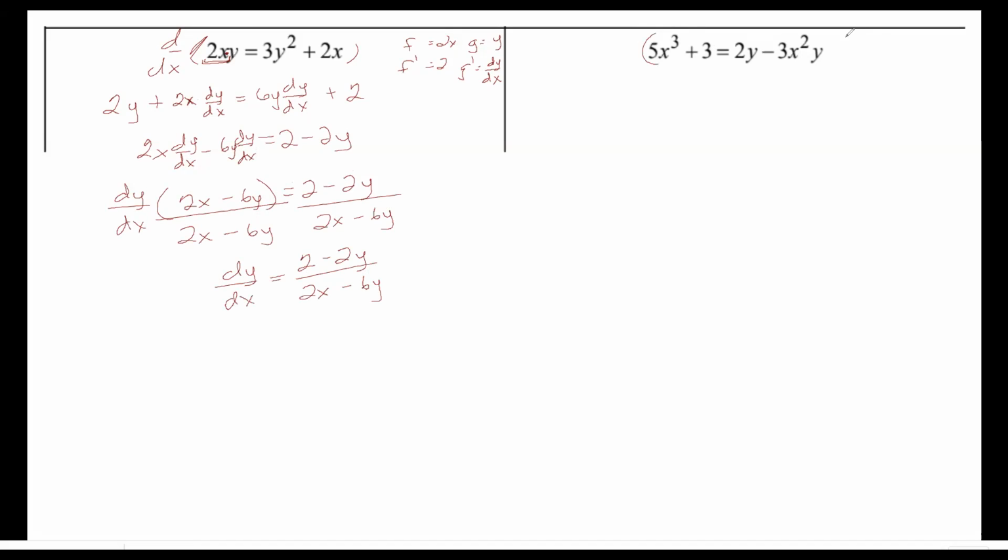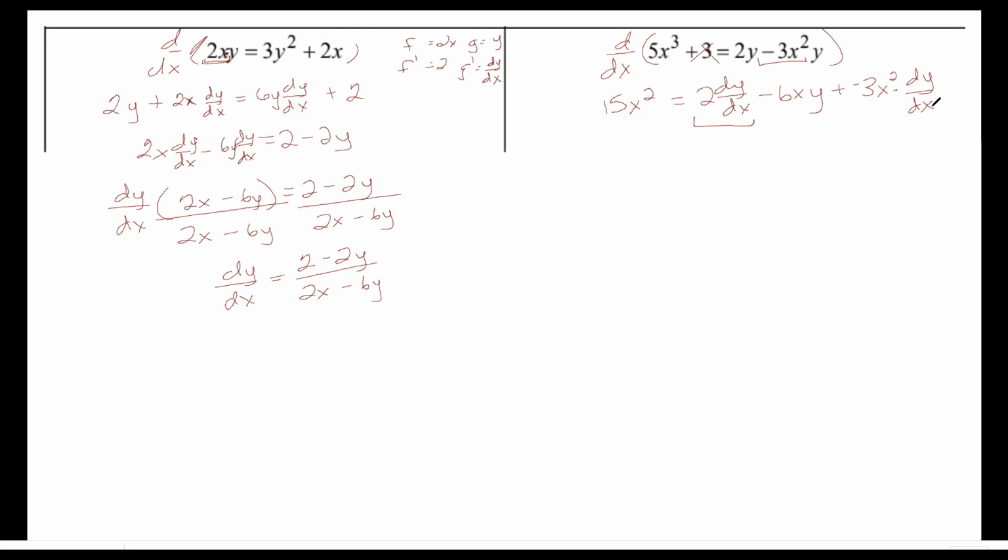All right, last one. Taking the derivative with respect to x, we get 15x squared, derivative of 3 is 0, equals 2 dy/dx. And now I have a product rule. I'm going to group this negative 3x squared together. So I have a negative 6xy plus derivative of y is just going to be a negative 3x squared times dy/dx, because the derivative of y will just be dy/dx, because it's 1 times dy/dx.